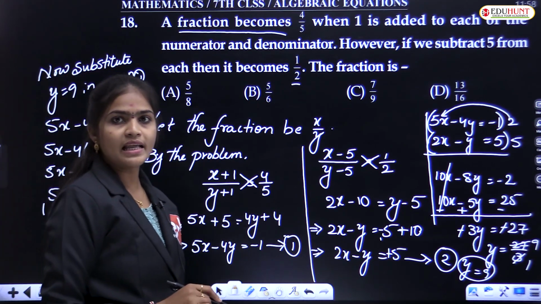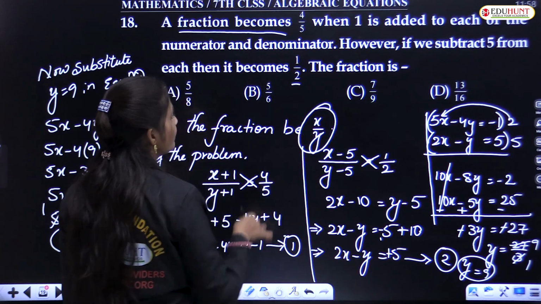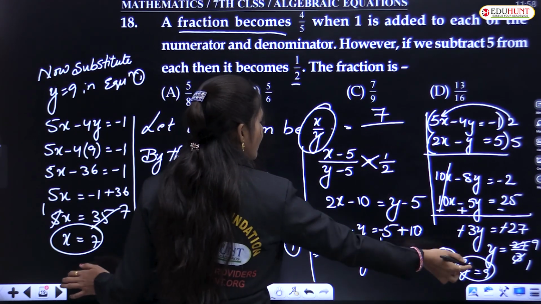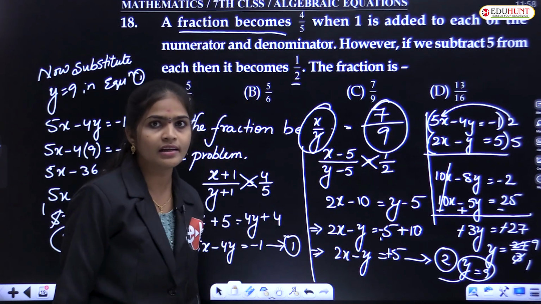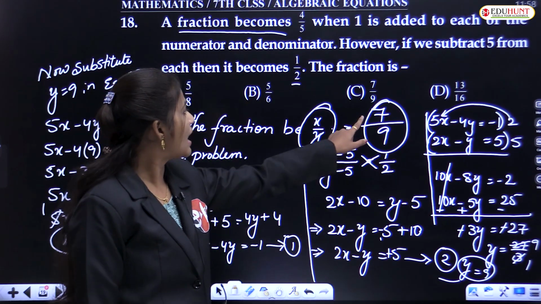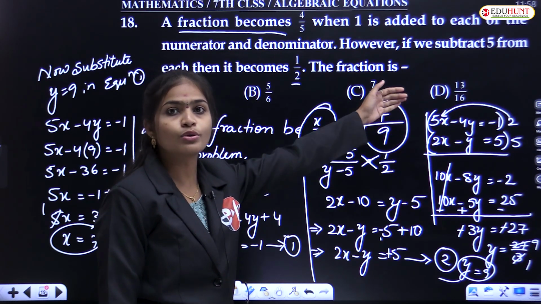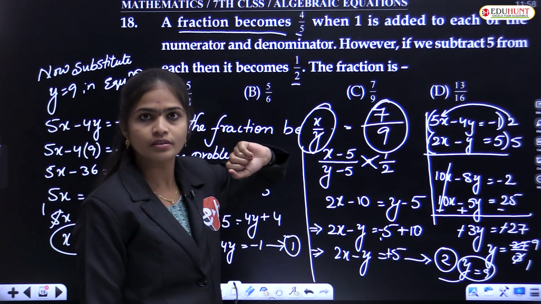So we got the x value and y value, but what do we have to find out? What is the fraction we need to find? x is equal to 7, and y is equal to 9. So what is the fraction here? 7 by 9. Add 7 plus 1 is 8, 9 plus 1 is 10. So 8 by 10 is equal to 4 by 5. We got it now? Clear?